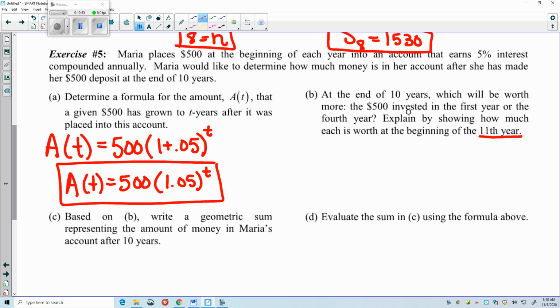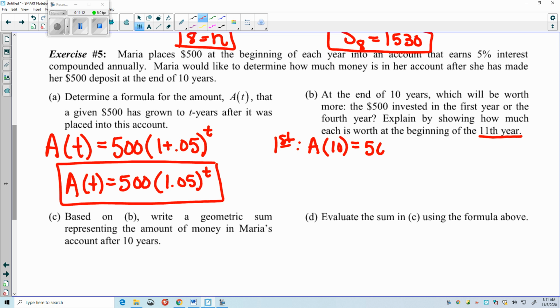$500 invested in the first year. So if I'm looking at, I'm just going to label this first year. Using this formula, if it's at the beginning of the 11th year, that's really like calculating it at the end of the 10th year. So that's where that 10 is coming in.